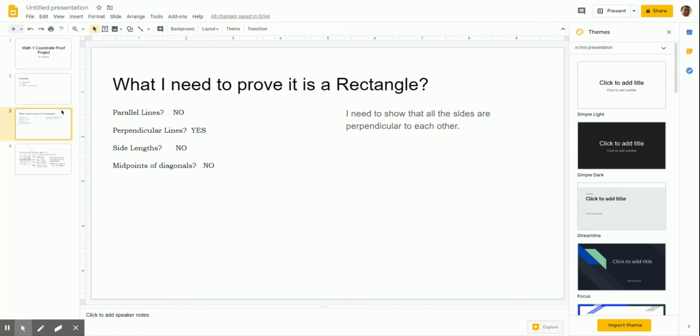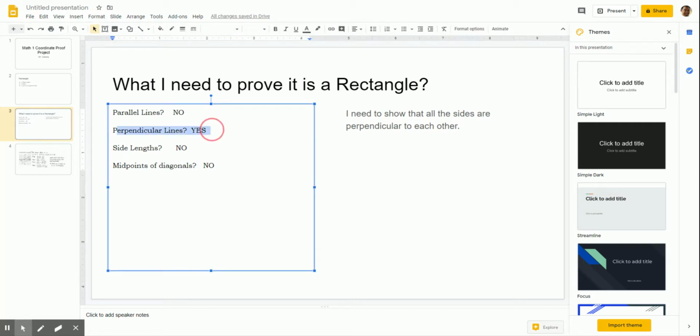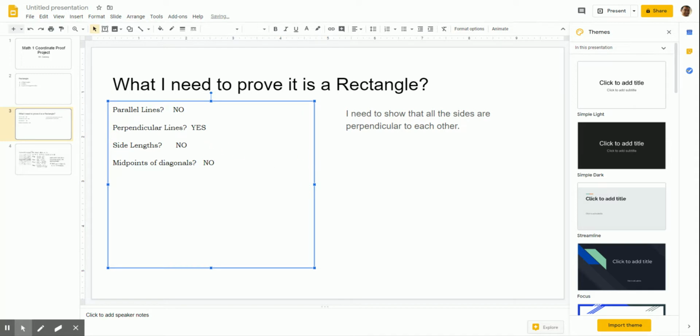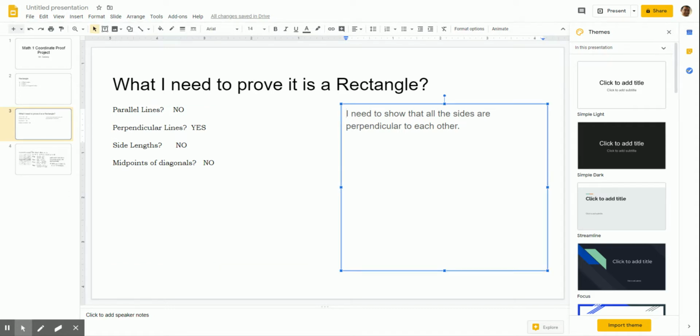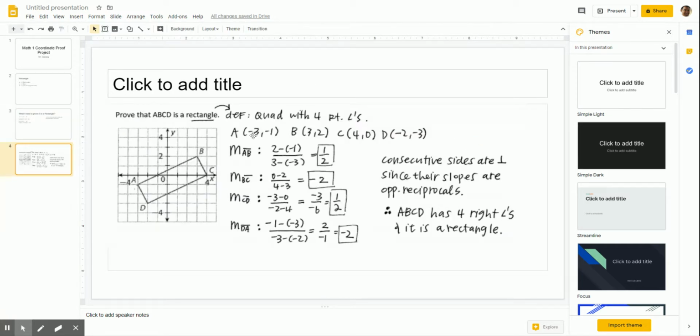And in terms of four right angles, the way you're going to show that is that it has perpendicular lines. And so, in the other ones, side lengths and midpoints of diagonals, you don't really need to show that. So all of these are going to be no, and perpendicular lines is going to be yes. And you're just going to write down that I need to show that all the sides are perpendicular to each other.